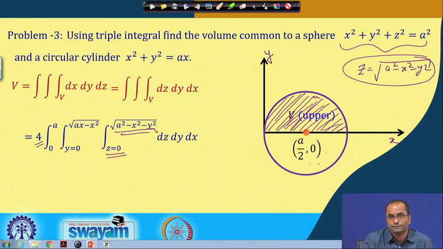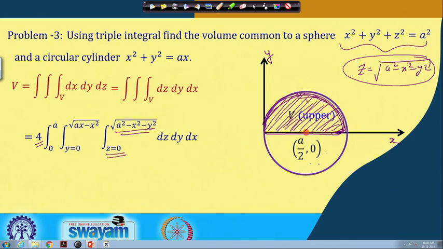And now, this z direction is done, and we can now project this to this xy plane, and this is precisely the projection here. So, we have to now do the limits over this circular disk.